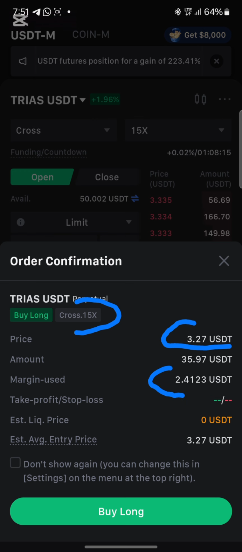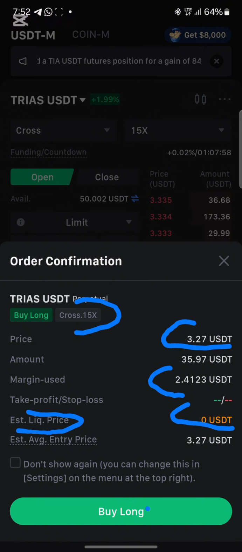This is my margin here, margin to be used. And the beautiful thing is that I am having a zero liquidation price.